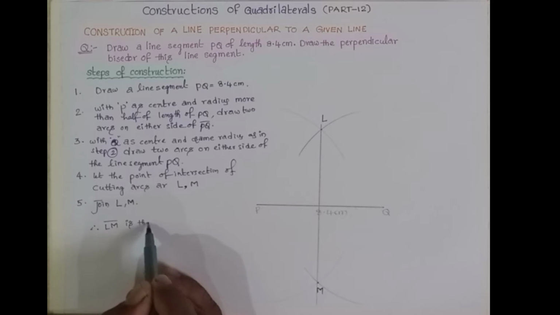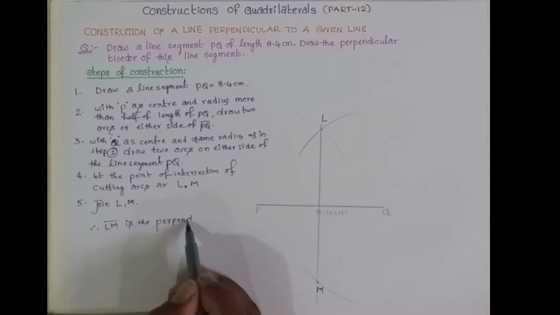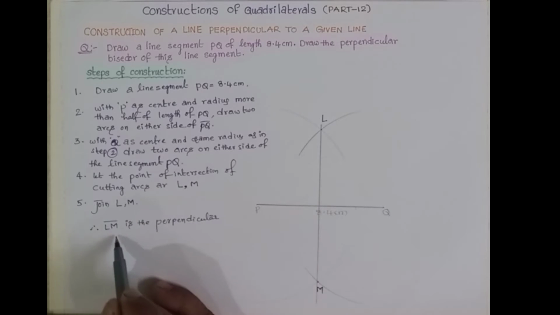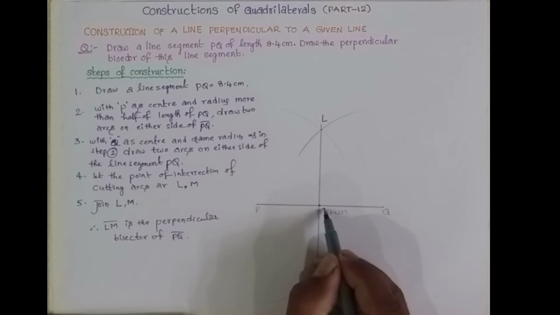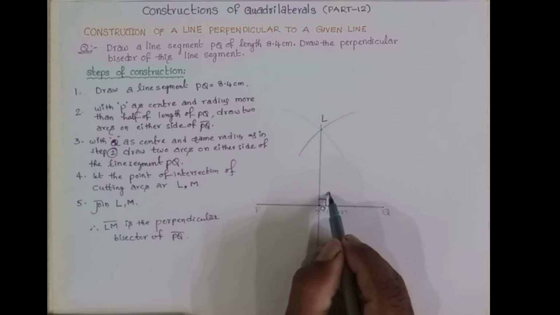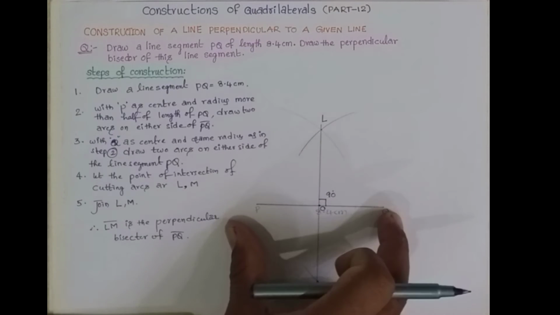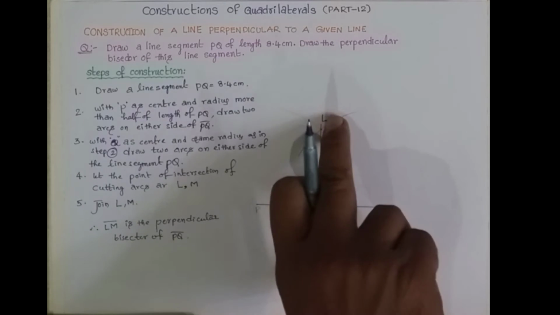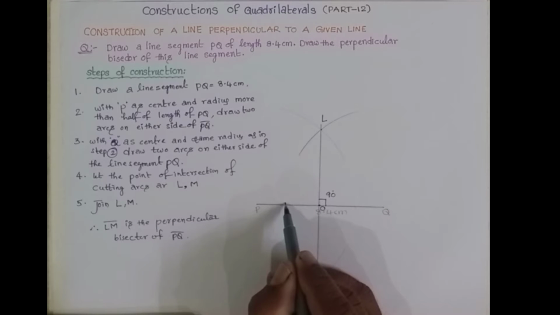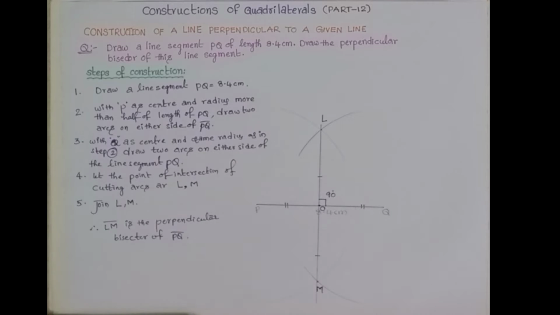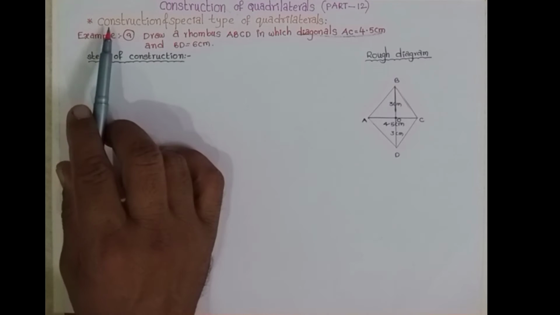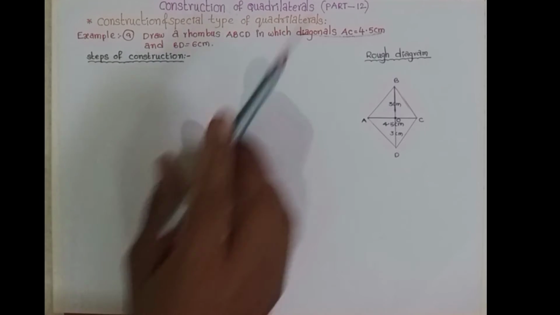is the perpendicular bisector of PQ line segment. That means, let us suppose the point of intersection be O. So angle QOL is 90 degrees, so that PQ is perpendicular to LM or LM is perpendicular to PQ, as well as PO is equal to OQ and OL equal to OM.